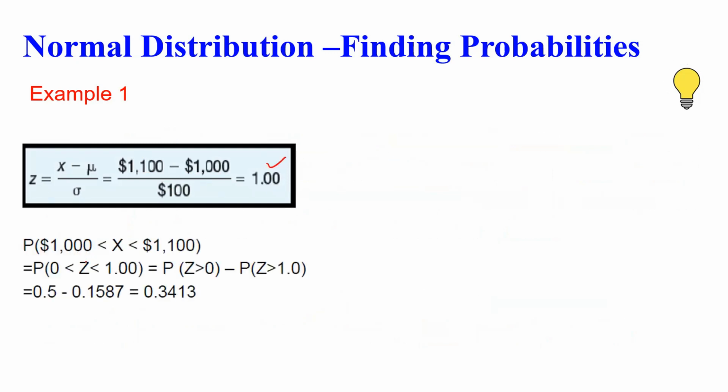And then we just calculate. P between 0 and 1 equals P greater than 0 minus P greater than 1. So we get 0.5, you just look up the value in the calculator, minus 0.1587, and you get 0.3413. Alternatively, you can also do it this way: P, I can take the largest value, which is Z less than 1, minus P of Z less than 0. So you also get the same answer.